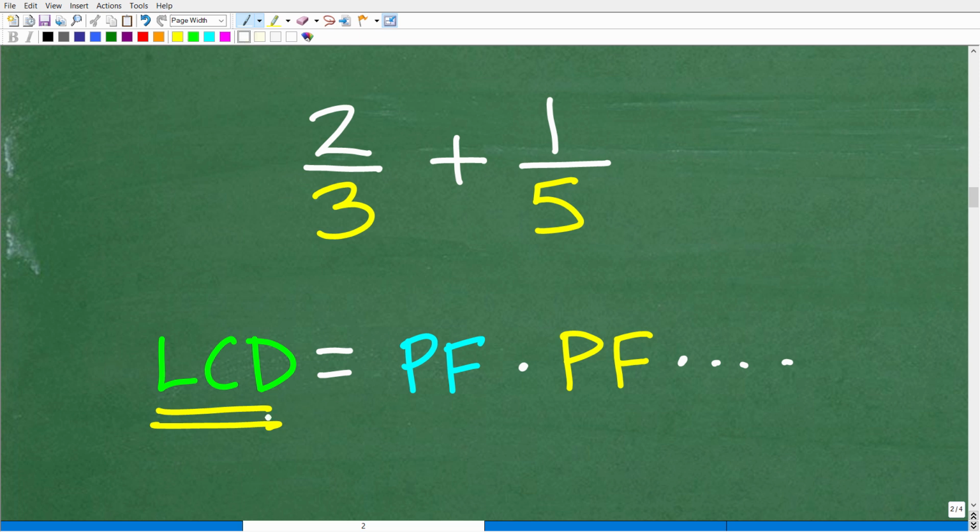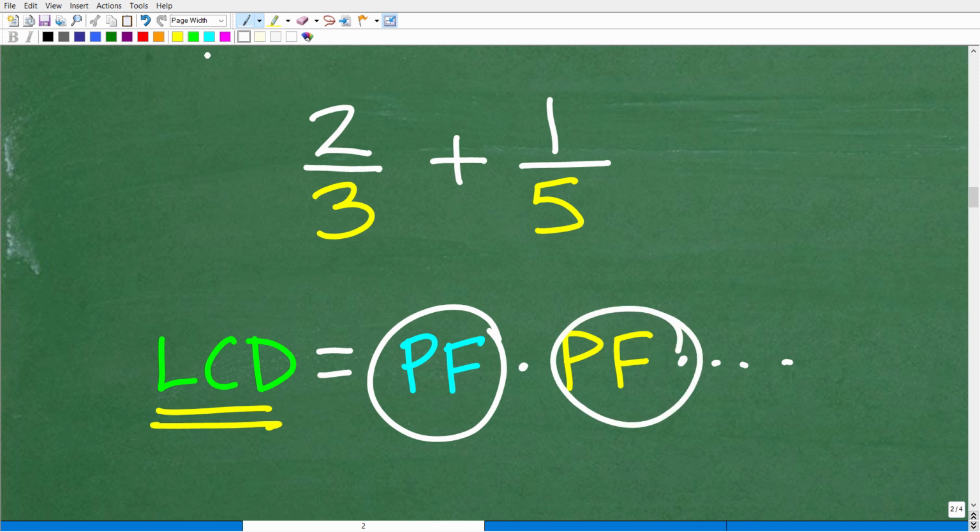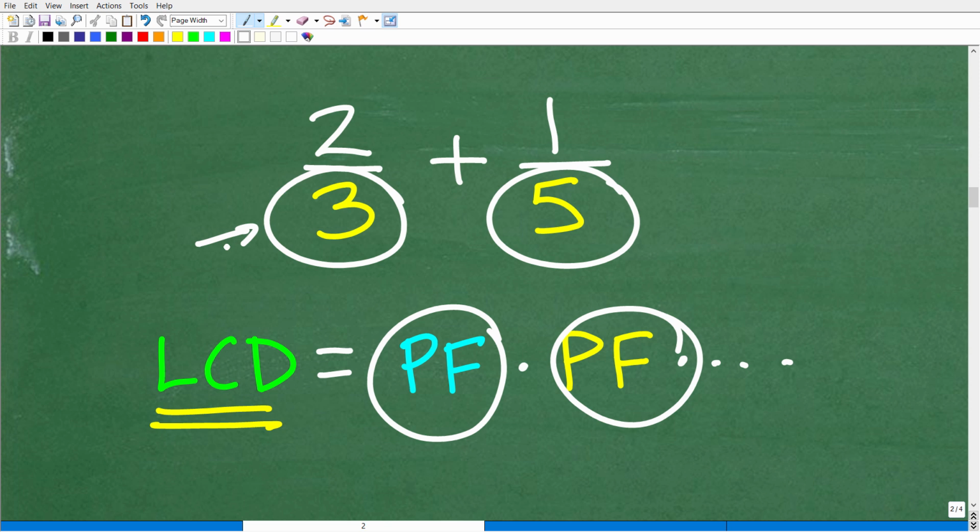The LCD is equal to the prime factors of each of these denominators. So we have to look at these numbers and consider what are the prime factors of each respective number. So what is the prime factor of 3? Well, 3 is equal to 1 times 3. That's it. So 1 is a prime number and 3 is a prime number. You can disregard 1 because 1 is a factor of all numbers. So 3 is a prime number. So the prime factor of 3 is 3.